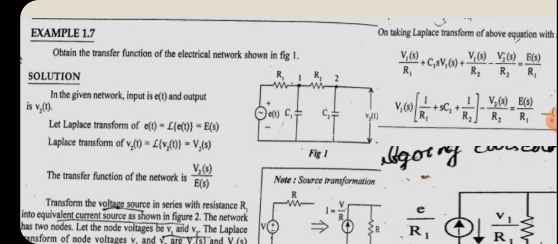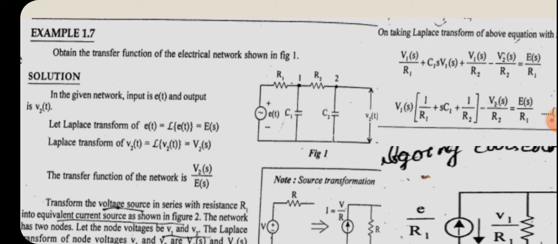So you are asked to find out the transfer function of the electrical network, that is, you have to find out output divided by input. Here output is V2 of t and input is E of t. So the ratio of V2 of t divided by E of t you have to find out. That is the transfer function.